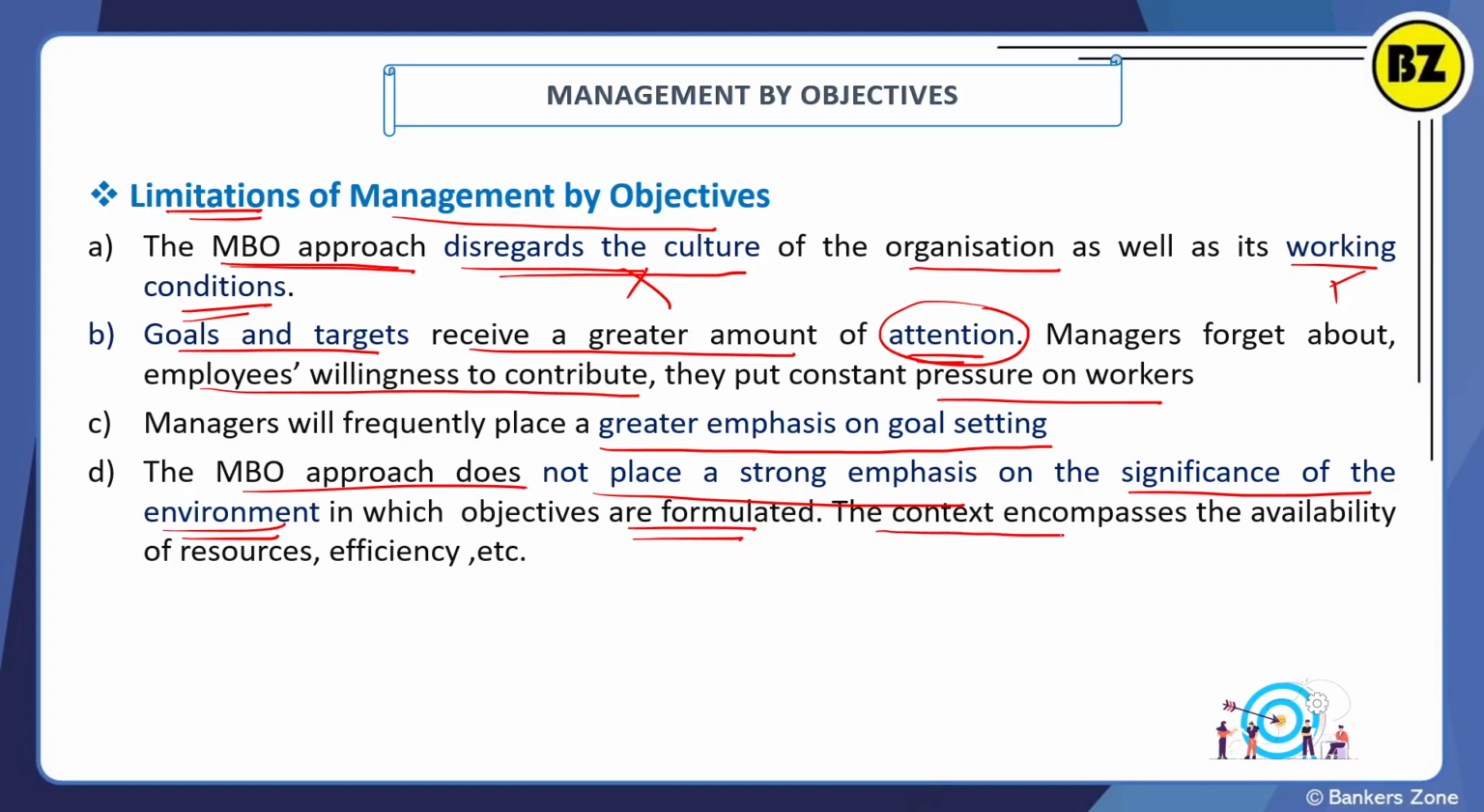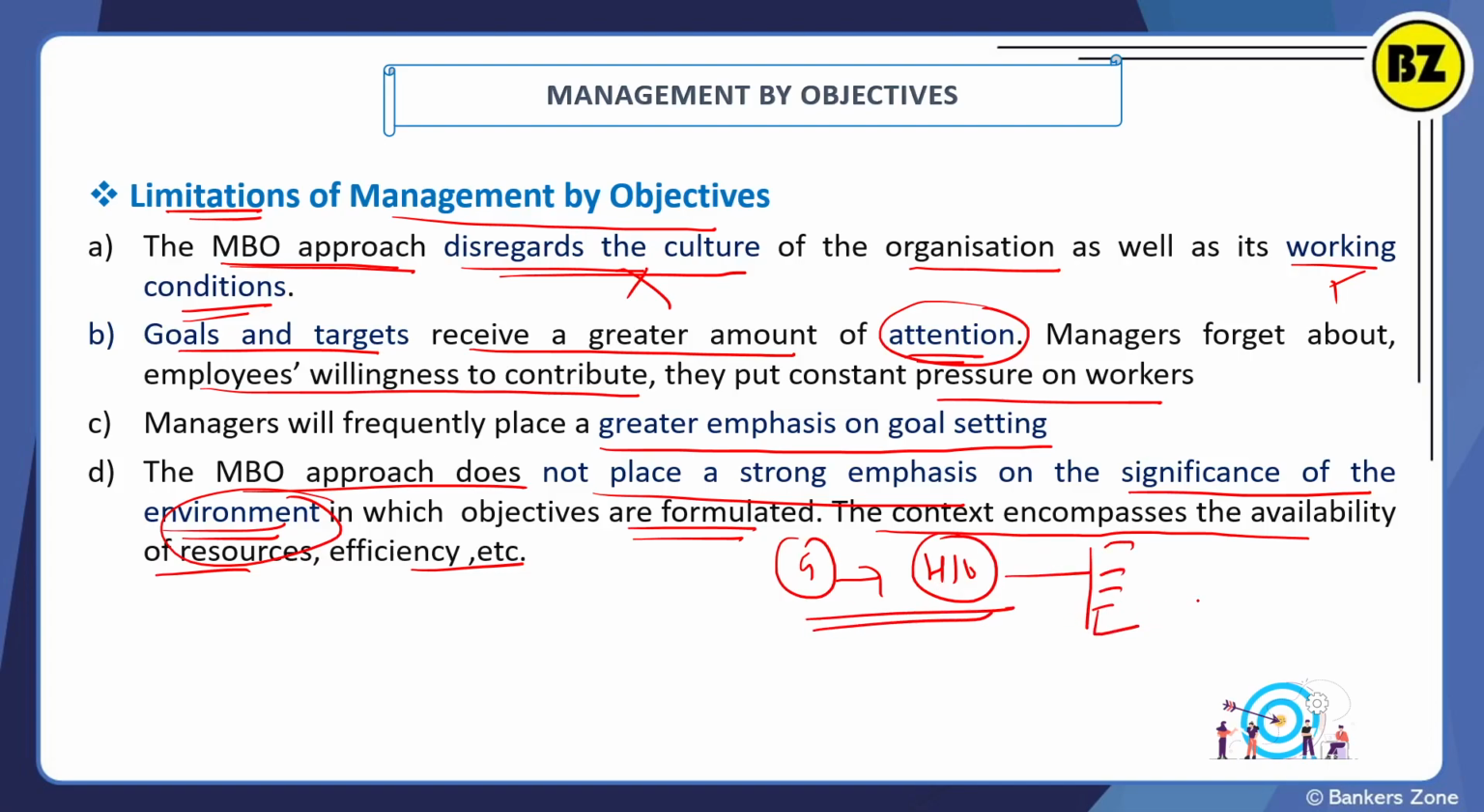The context encompasses the availability of the resources, efficiency, etc. So what does that mean? See, they are not worried about the environment. When you get the targets from, say, the head office for every branch, they are not aware of the actual scene in the branch, right? So they will allocate the target. That means the manager will get more tension, more pressure, because if, suppose, in a rural branch they get a housing loan target of 200 crore, how can the manager achieve that?